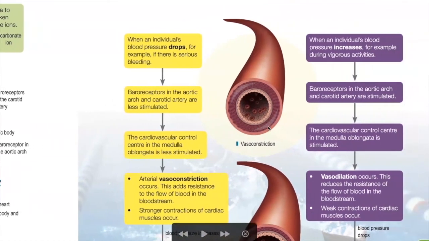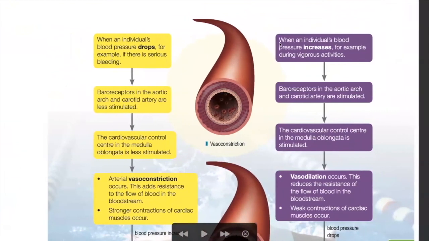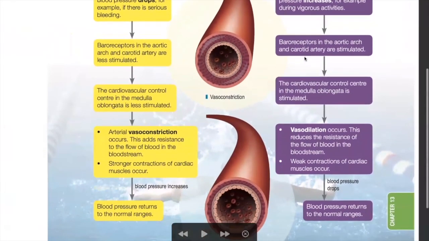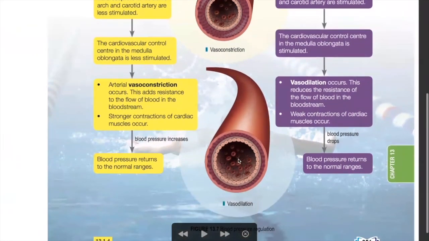Boleh faham? Okay, this will happen when your blood pressure increase, especially when you are doing vigorous activity. So baroreceptor in the aortic arch and carotid artery are stimulated. Awak tukar je ayat dia. Less stimulated, ni more stimulated. So okay, the cardiovascular control center in the medulla stimulated. So apa akan jadi? Tukar je lah, vasodilation.